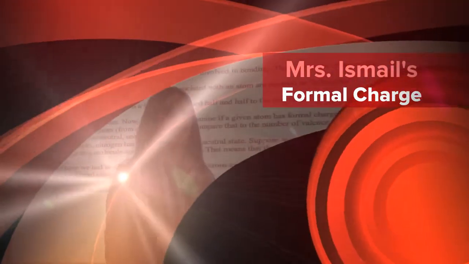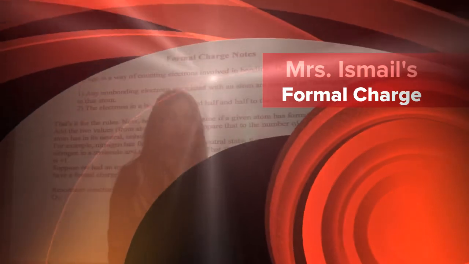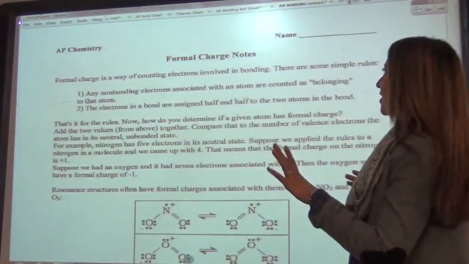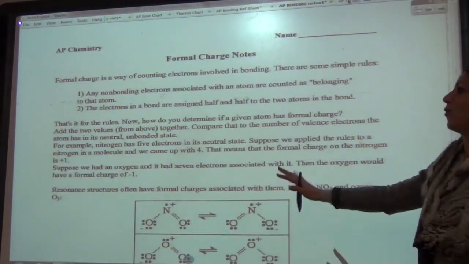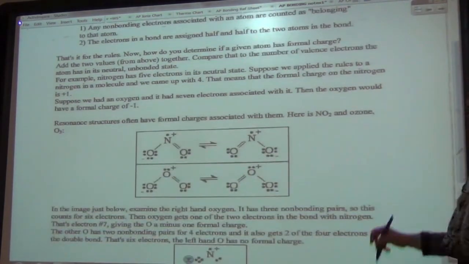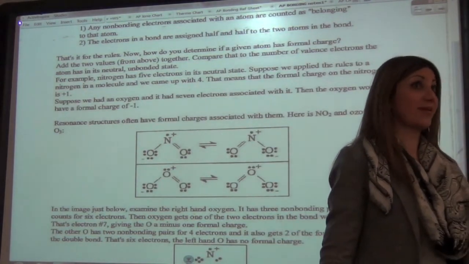Talking about now is we're going to talk briefly about formal charge, okay, what formal charge is. Super, super easy, so I'm going to skip a lot of this. If you want to take a look at what it says on there, I'm just going to jump right down to how do you do it and what does it mean, okay?